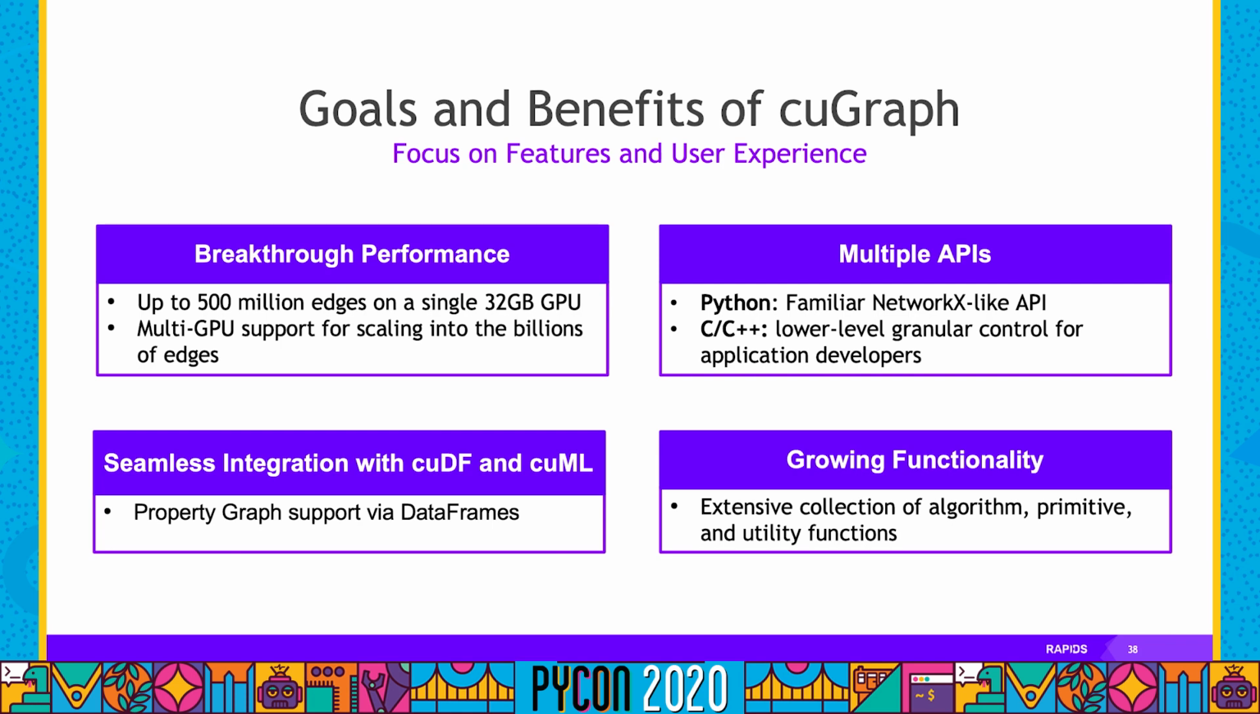cuGraph, focusing on features and user experience. What does that mean? It means huge performance: being able to store and analyze up to 500 million edges on a single 32 gigabyte GPU. That's insane. Multi-GPU support, billions and billions of edges. Multiple APIs, providing a C++ API for application developers, and that Python API that all of us like for NetworkX-like compatibility. Obviously, seamless integration with cuDF and cuML, and property graph support via data frames.